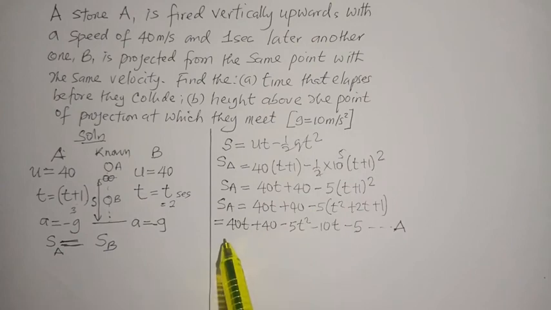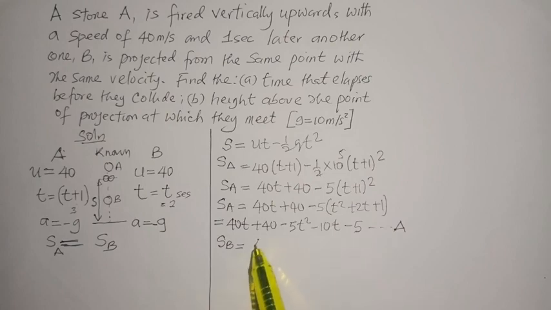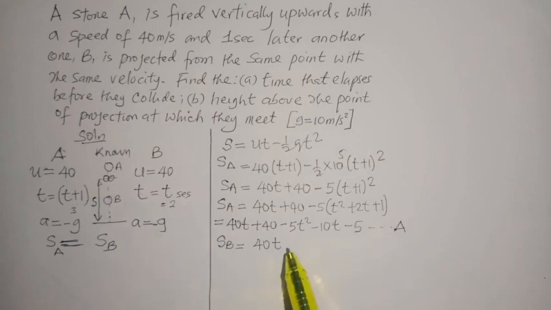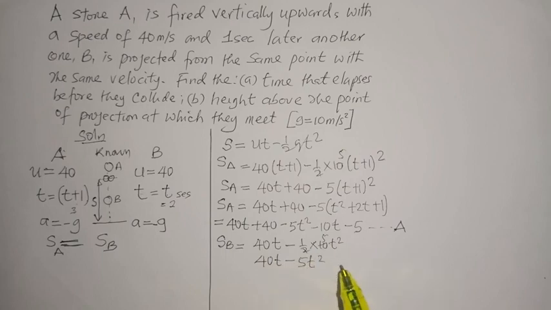Then I'll do the same for stone B. The distance risen by stone B at the point where the two stones meet will be 40 times t, since the time for stone B is t seconds, minus half times 10 times t squared, which gives you 40t minus 5t squared. This is for stone B. That is the distance, and the two distances, I said earlier, are the same. So since both distances are the same, we are going to equate equation A to equation B, and then we solve for the time.